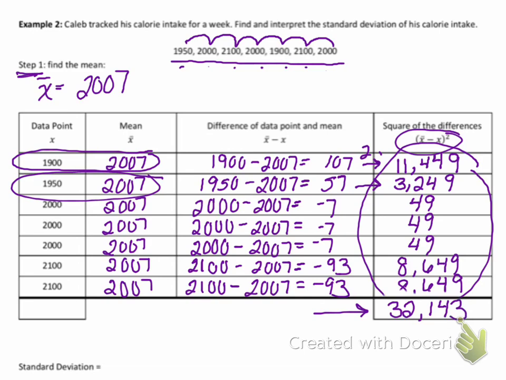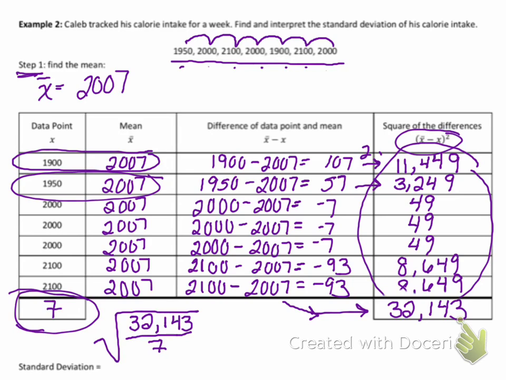Now to find standard deviation, all I do is square root this number that I just calculated, 32,143, divided by the number of data points that I have. And that number is 7. In this box here, you can always fill this out by just counting up all those data points, and it's 7. So basically what we're doing is square rooting the ratio of the sum of the squares of the differences over the number of data points I have. That gives me approximately 67.8.